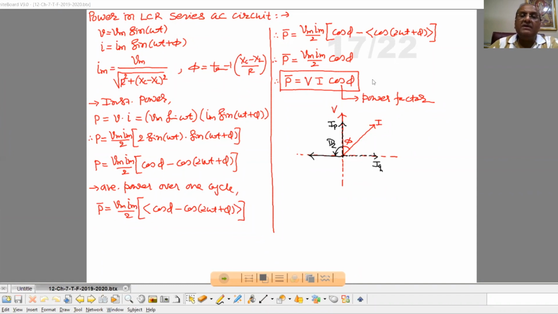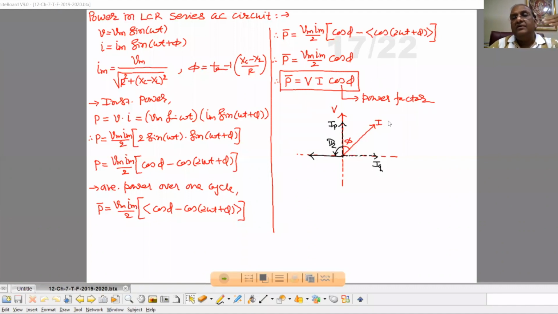But suppose we think about only capacitive or inductive circuit. So in that particular case, what happens? The phase difference, that is plus or minus pi by 2. So in that case, cos pi by 2, that is 0. So power dissipation will be 0. No doubt, current will be there in the circuit. But then also the power dissipation will be 0.